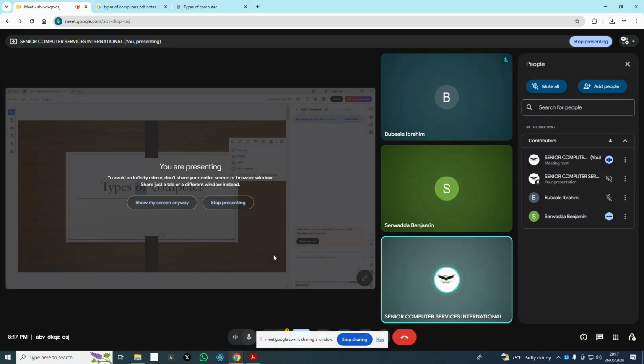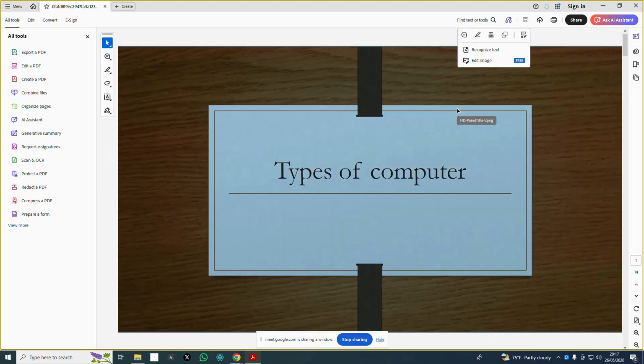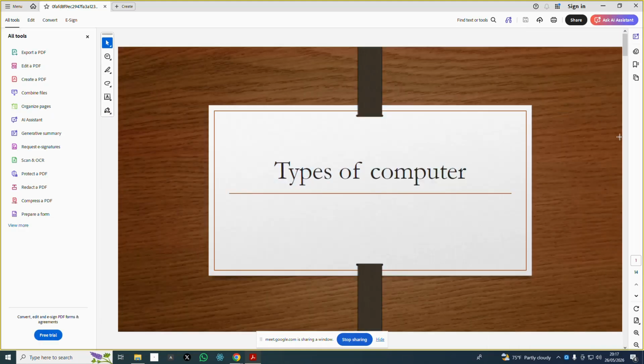Yesterday we talked about computer generations, and today I want us to see types of computers. Because most of you see computers, but you don't know which is which. Am I deceiving? Am I deceiving, Sarada? No, sir, you are not.